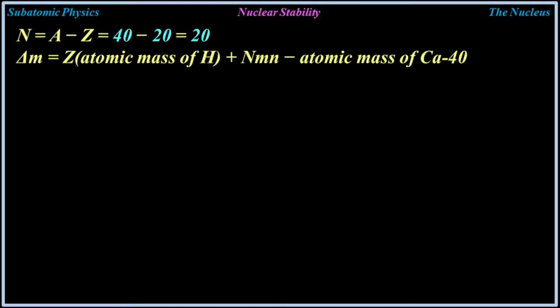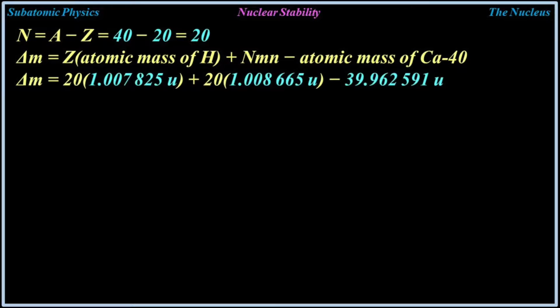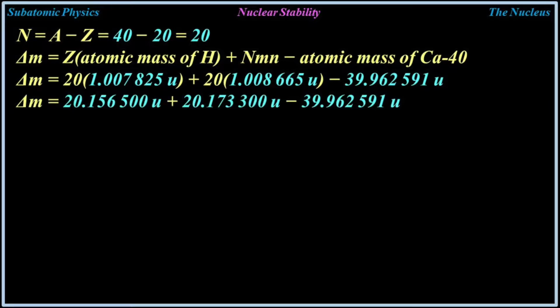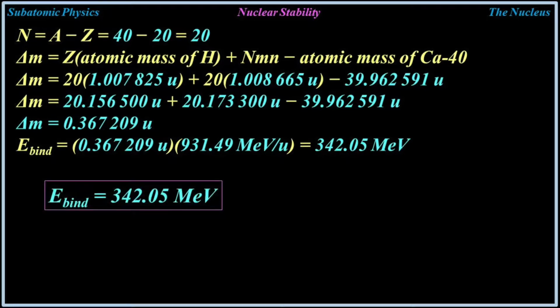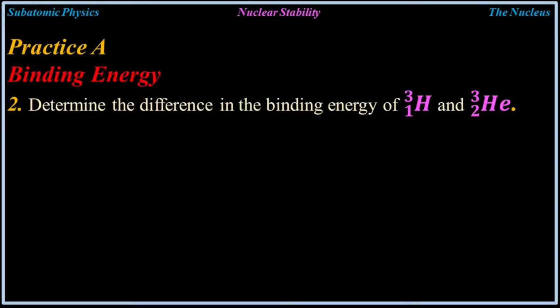And now, this is for calcium, and the delta M is going to be 0.367209 U, and the E bind is going to be 342.05. Determine the difference in the binding energy of hydrogen 3 and helium 3.